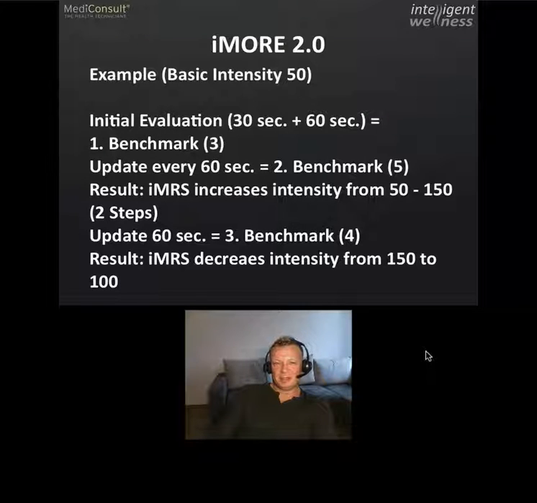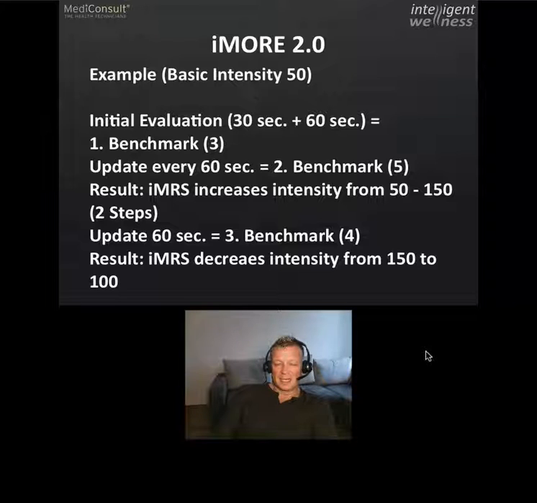So here's an example so that we get a little bit of an understanding how it practically works. Let's say we start a whole body application with the IMRS with a basic intensity of 50. Very important, you still have to set the first benchmark by your own. So you cannot just press the start button and let the IMRS evaluate the right intensity. We need a first benchmark which has to be chosen by yourself according to the setting which you receive from your MediConsult lifestyle consultant.